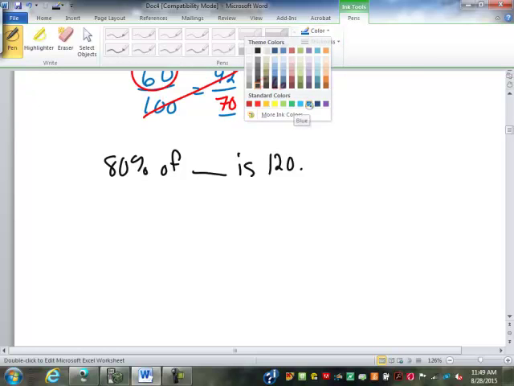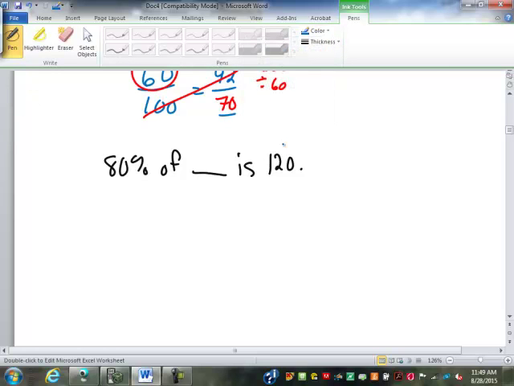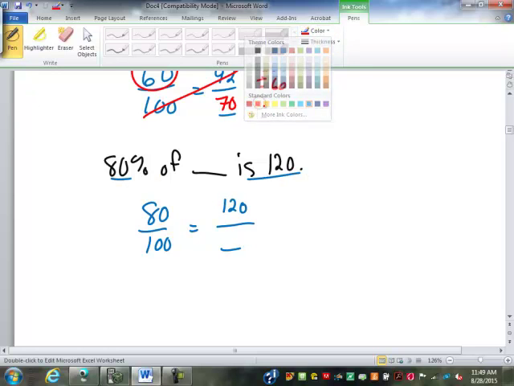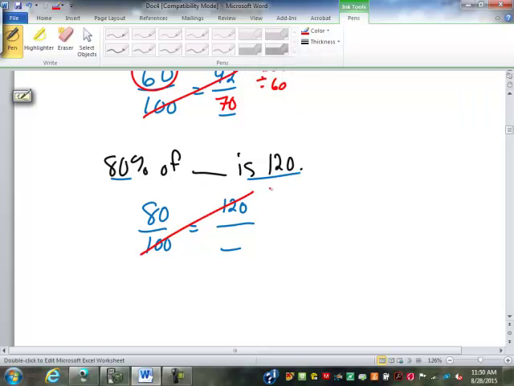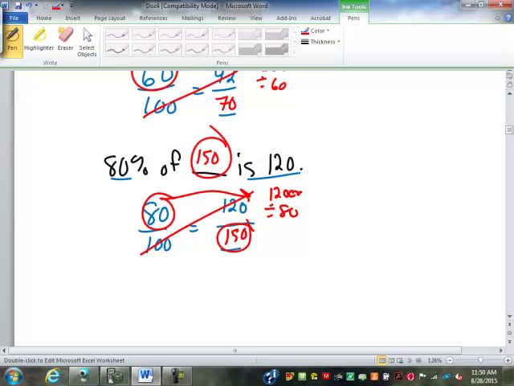Percent of blank is 120. Tell me how to set it up. 80 over 100, okay. Yeah, the 120 goes with the 80 over my missing number. So cross multiply. 100 times 120 is 12,000. Divided by 80, 150. 80% of 150 is 120.